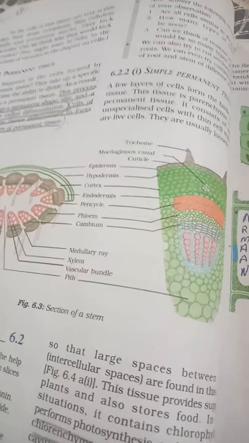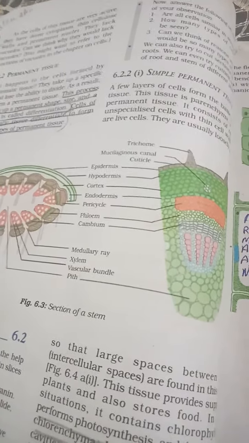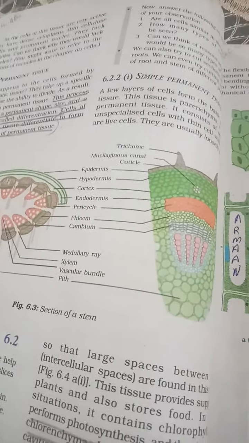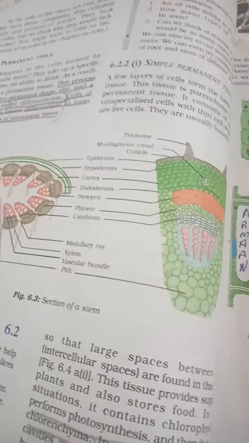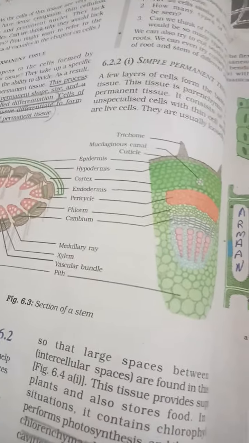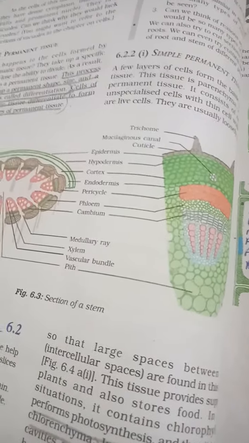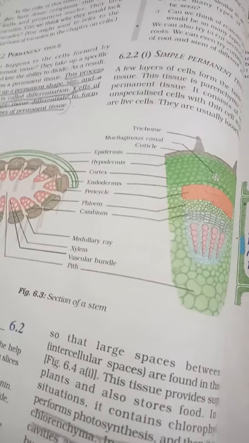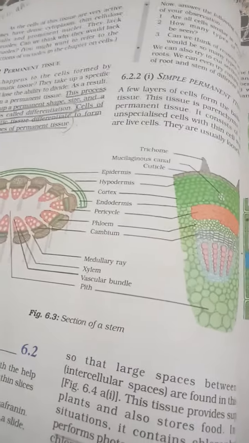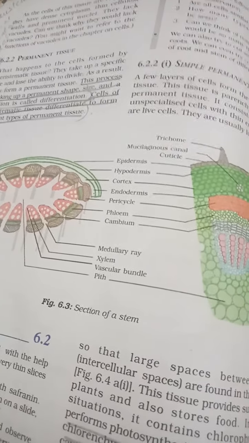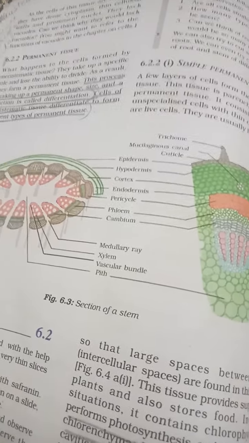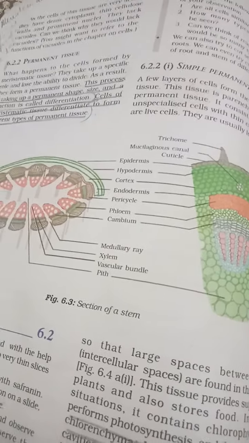The second is aerenchyma. The word aerenchyma means having air spaces. Now this type of parenchyma, that is aerenchyma, has air cavities and it helps the aquatic plants to float on the water. So simple permanent tissue we have studied. First parenchyma and the two types of parenchyma, that is chlorenchyma and aerenchyma.